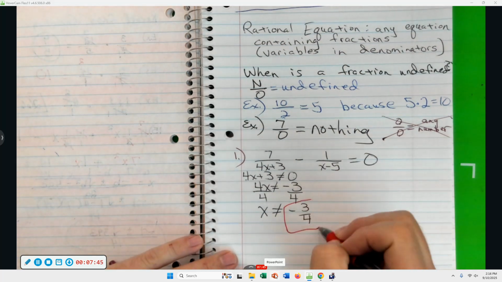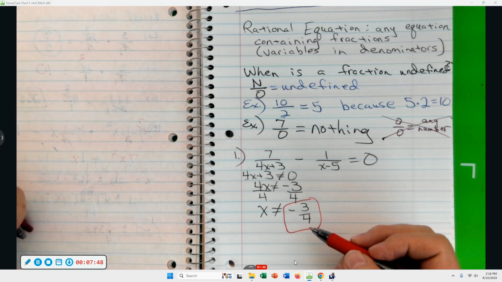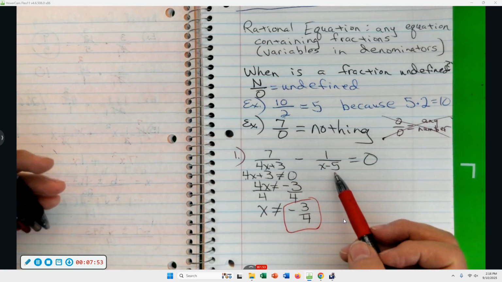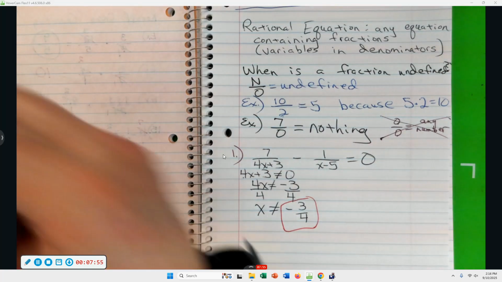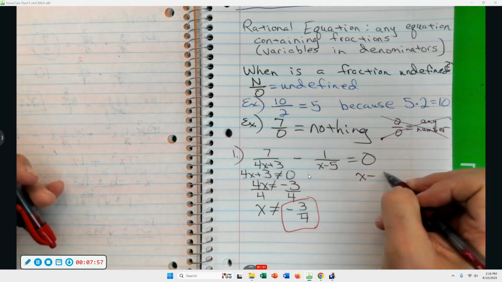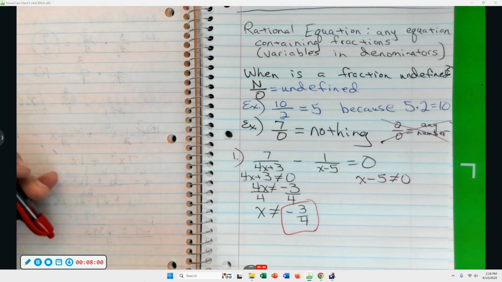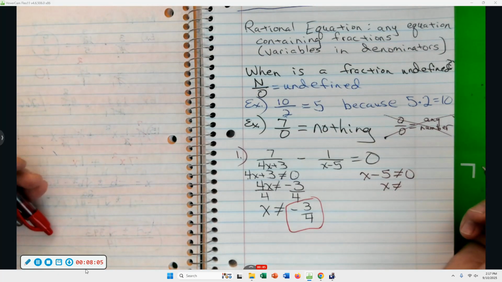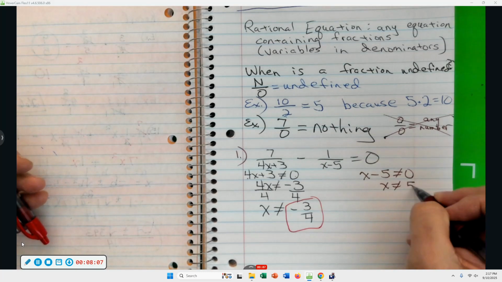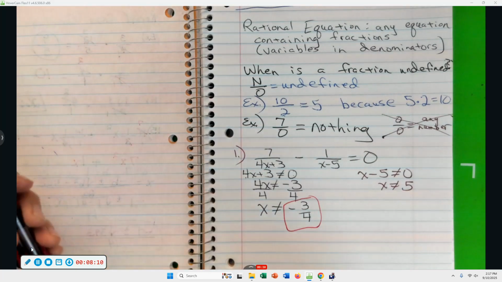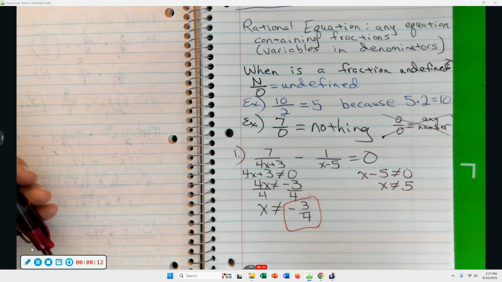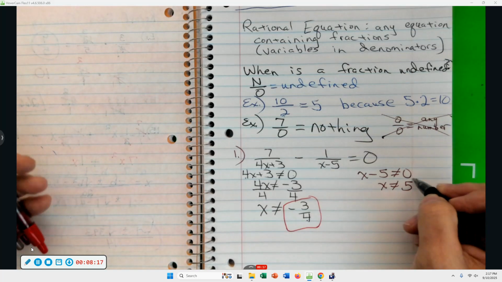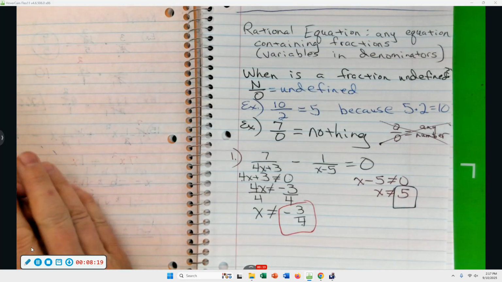If you went through and solved that equation and you got negative 3/4 at the end, you'd have to cross it out. The second denominator, we can't let that second denominator be 0, so x minus 5 can't equal 0. Oh, this is easier. That means x cannot equal 5. So we have two answers we're typing in. You can't plug in a negative 3/4 for x, and you can't plug in a positive 5.